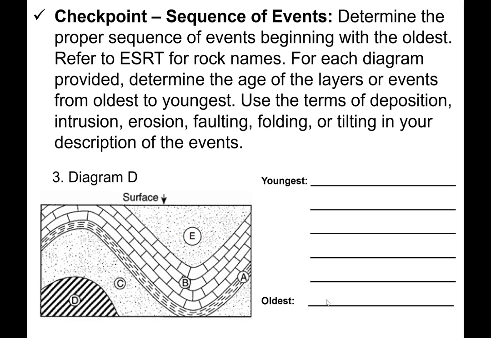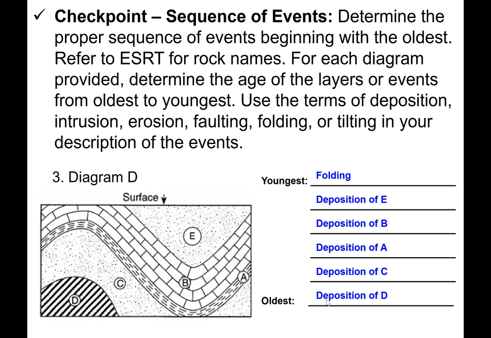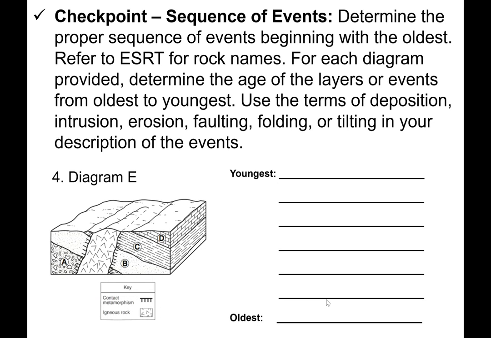Now in this example, we're not dealing so much with a fault or an igneous intrusion. We're dealing with a fold. So the youngest thing that happened was the fold because we see all layers are being folded. Once we see that, we can work our way down the list of our depositing layers, with our youngest being E, B, A, C, and then D on the bottom. Here's another one for you to try. Press pause and start on your own.